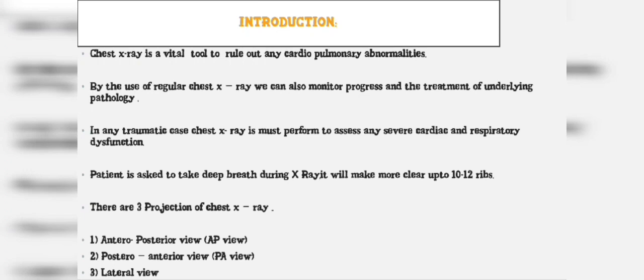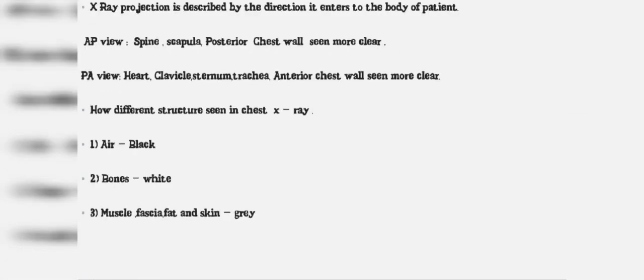The patient is asked to take a deep breath during X-ray. It will make the image clearer up to 10 to 12 reps. There are three projections of chest X-ray: antero-posterior view, AP view; postero-anterior view, PA view; and lateral view. X-ray projection is described by the direction in which it enters the body of the patient. In AP view, the spine, scapula, and posterior chest wall are seen more clearly. In PA view, the heart, clavicle, sternum, trachea, and anterior chest wall are seen more clearly.